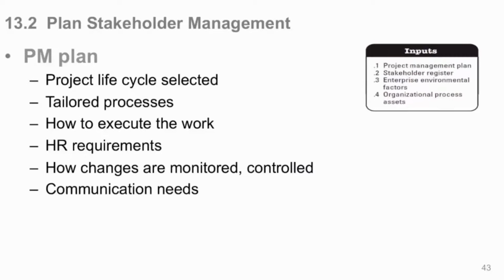So the project management plan, again, which is your guiding document with all the subsidiary plans that you use to create your deliverables, shows the life cycle selected, and any tailored processes from PMBOK are in there if you need them. Maybe there's some special way you need to handle your stakeholder management plan, which we'll see will be in there too. That's how you execute the work, the PM plan. Your human resource requirements are in there, how you're going to control and monitor change, and communication needs. And communication needs is important because, you know, you get that out of your stakeholders, what they need. So the plan has all this information in it to help you create your stakeholder management plan.